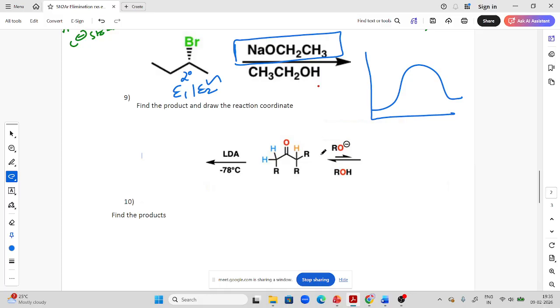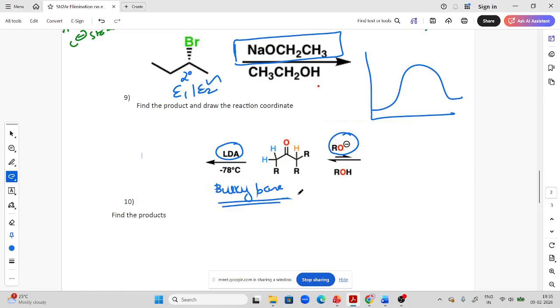Yes. So you are having an RO minus here. Here it is going to be lithium diisopropylamide, LDA. Very bulky base it is. We have always learnt about tertiary butoxide, which is a bulky base, isn't it? Whenever it is a bulky base, what kind of elimination product will there be, Hofmann product or Saytzeff product?